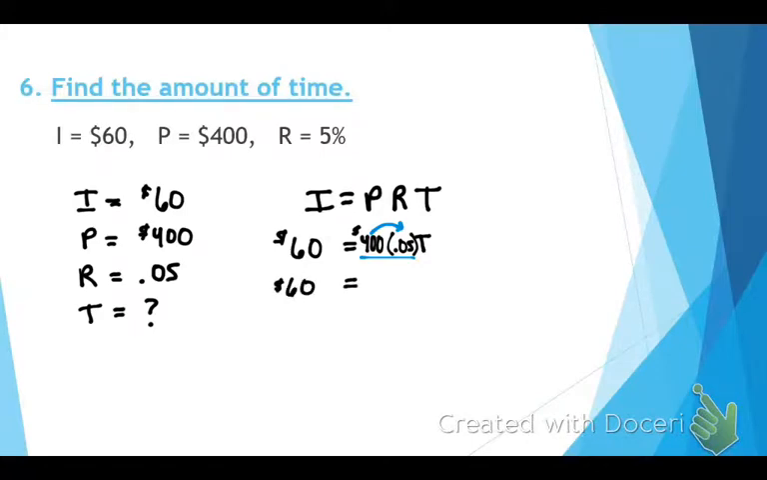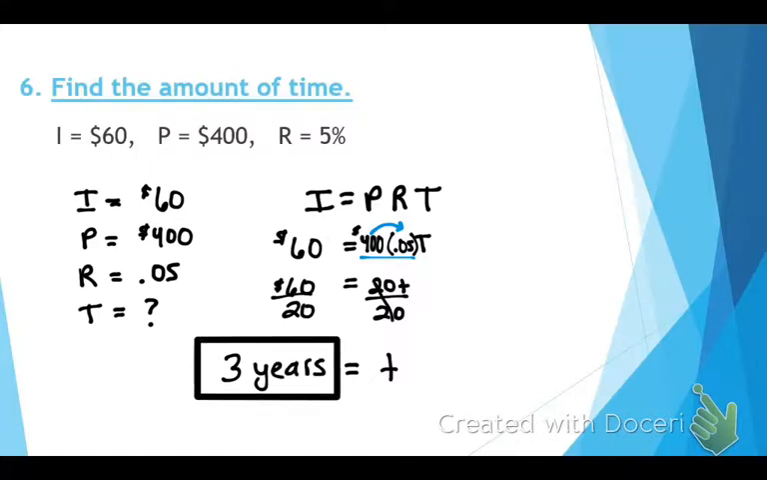20, and then drop down the T. You want to get rid of that 20, so you're dividing by 20. What do you get? 3 years. Please make sure you always put your units, okay? It's going to tell you up here what it's looking for. This is looking for the amount of time, so don't say 3% or $3. It's 3 years.